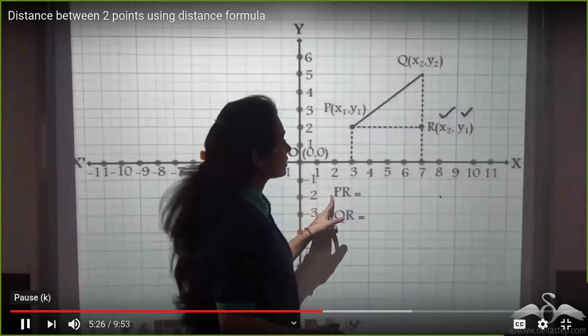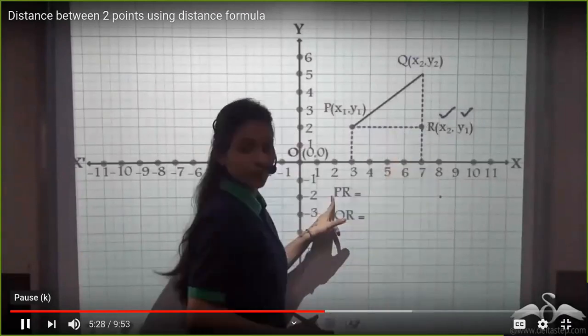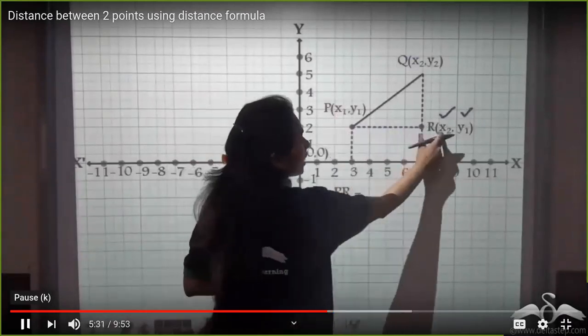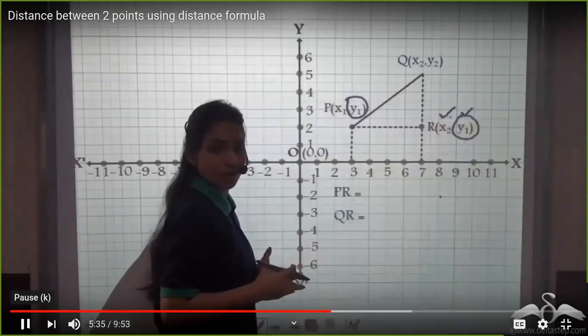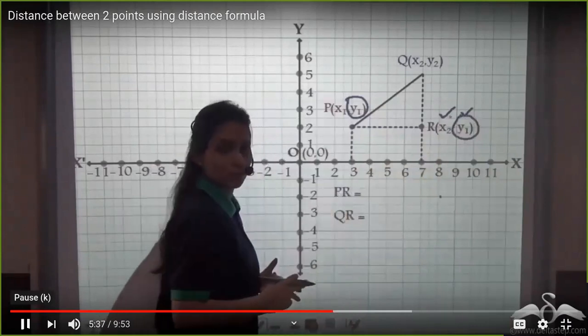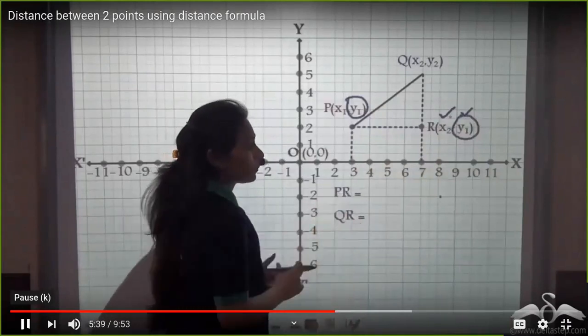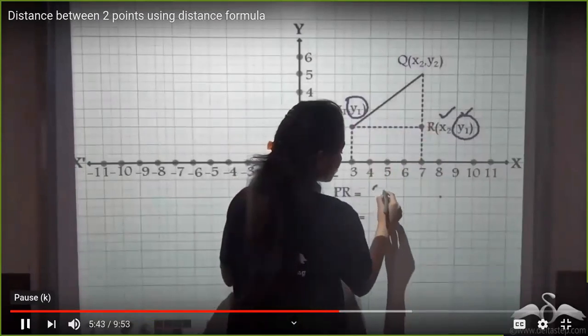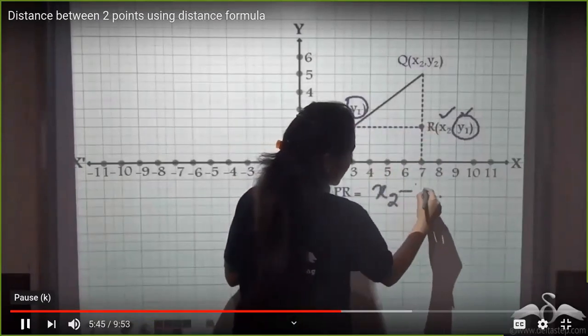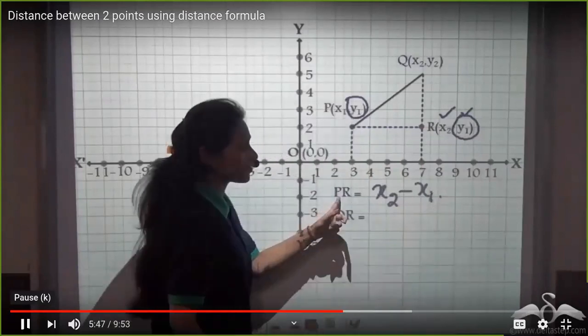Now, what will be the distance between P and R? Well, you know, whenever 2 points have the same y coordinates, we can just subtract the x coordinates to find out the distance. What will be the distance between P and R? We can just subtract the x coordinates. So let's do this. x2 minus x1. This will give us PR.